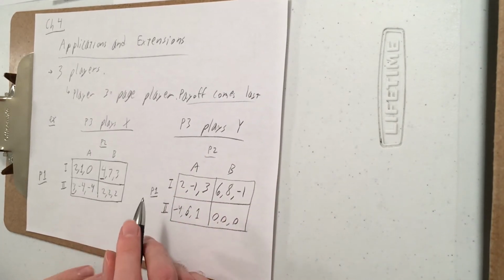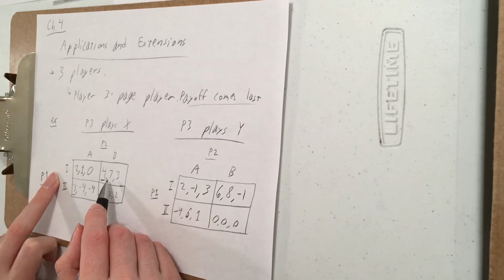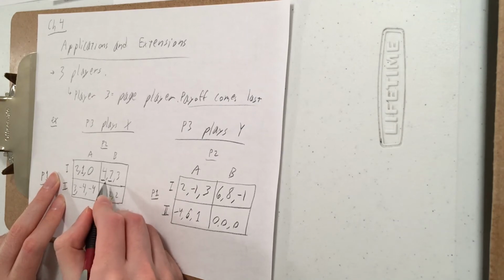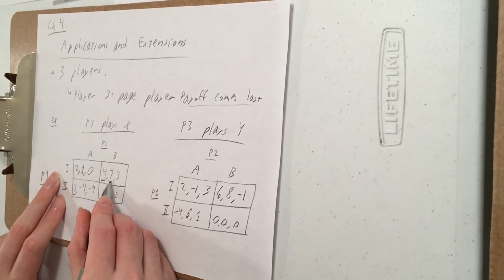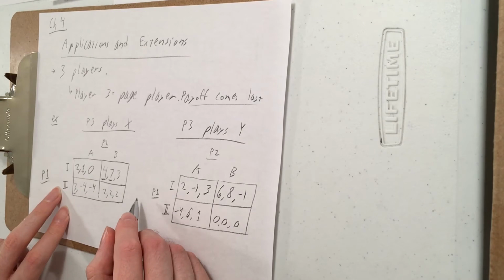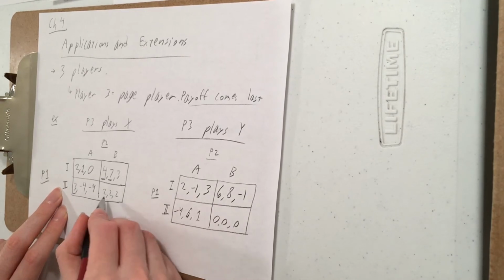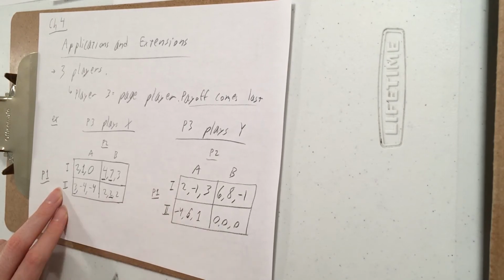Switching to the other perspective, if player 1 is playing I, then player 2's best response is B. Our column player's payoff comes second, so they're comparing this number with 1. 7's bigger, so that gets the underline. If player 1 plays II, then player 2 is better off playing B and getting 2 than getting -4.